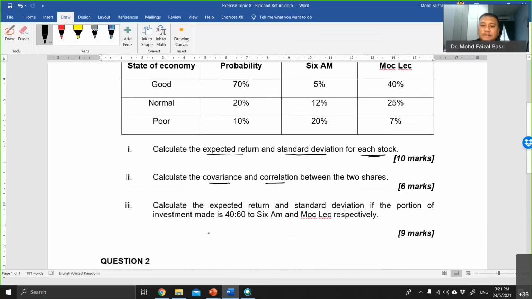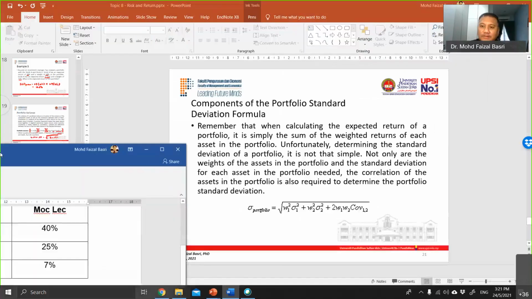And third, find the ER and standard deviation of the portfolio if they use a 40-60 ratio. So this is your weight: 6AM 40%, Motlak 60%. These are the weights, so you don't have to calculate them. We have the weights already. So how to solve this? I'm going to show you step by step.